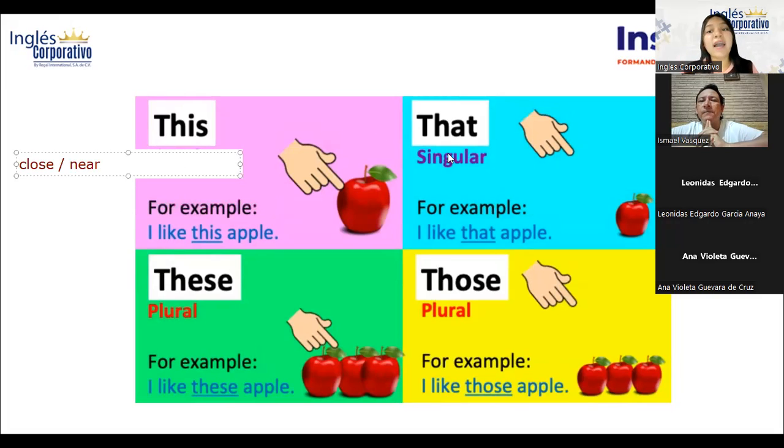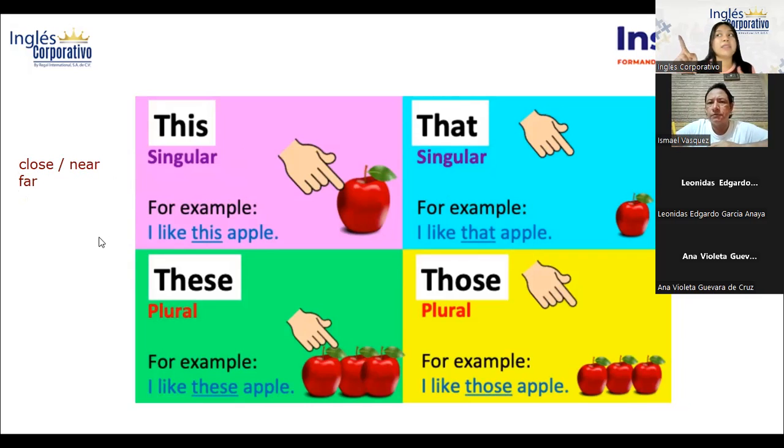Excellent. And that, when the object is singular, but it is, ¿cómo se dice lejos? Far. When the object is far, and it is singular. Okay? So, recuerde eso. We use this cuando el objeto es singular, pero está cerca. And we use that cuando el objeto es singular, pero está lejos. Okay? That is the difference. This, para objeto cerca singular, and that, para objeto lejos singular.